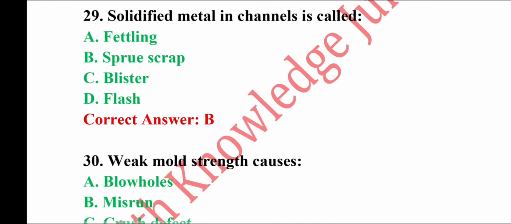Question number 29: solidified metal in channels is called. The options are fettling, sprue scrap, blister, or flash. The correct answer is sprue scrap.